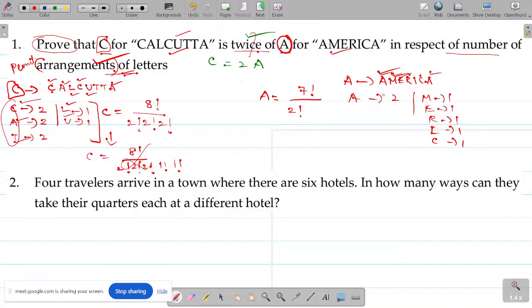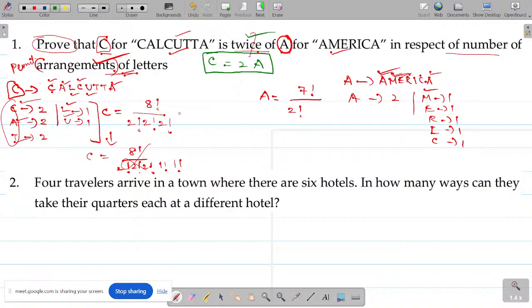Likewise, we have to do it for M. It is repeated once, so I have to write 1 factorial. For E, 1 factorial. Again, 1 factorial is 1, so I need not repeat it. Now what I have to prove? I have to prove that C is equal to 2 times of A.